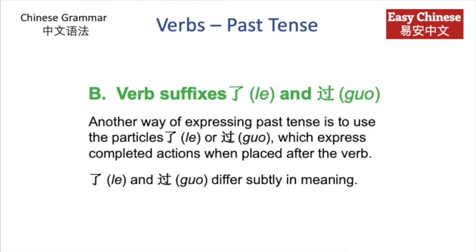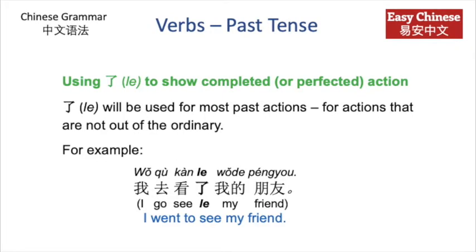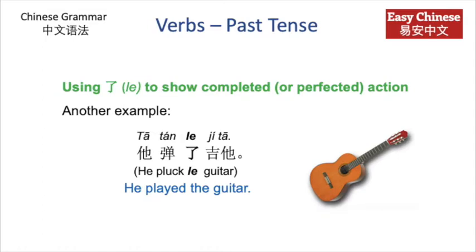Verb suffixes, le and guo. Another way of expressing past tense is to use the particles le or guo, which express completed actions when placed after the verb. Le and guo differ subtly in meaning. Le is used to show completed or perfected action. Le will be used for most past actions, for actions that are not out of the ordinary. For example, 我去看了我的朋友. I went to see my friend. Another example, 他弹了吉他. He played the guitar.